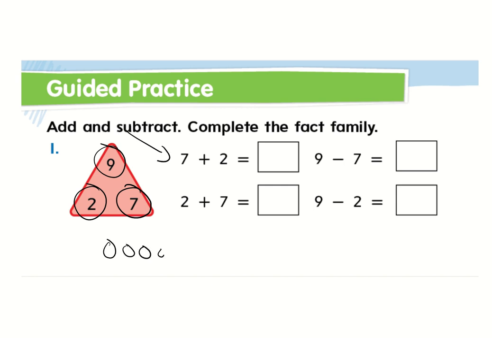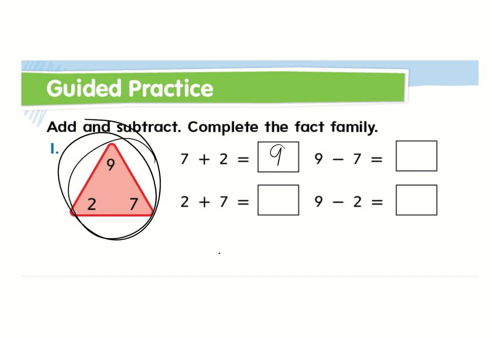1, 2, 3, 4, 5, 6, 7. And then I'm going to add 2. So 1, 2. Okay, let's count those up. 1, 2, 3, 4, 5, 6, 7, 8, 9. So 7 plus 2 is going to equal 9, but if I were to take a look up right here, I can also figure out the answer by looking at my fact family here.